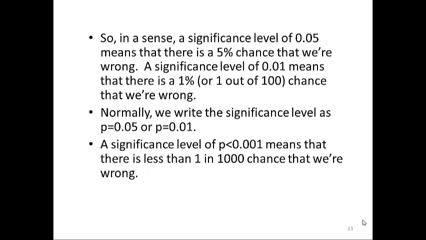In a sense, a significance level of 0.05 means there's a 5% chance we're wrong. A significance level of 0.01 means there's a 1% chance that we're wrong. Normally, we write the significance level as p equal 0.05 or 0.01. A significance level of p less than 0.001 means there's less than a 1 in 1,000 chance that we're wrong. Sometimes we need to set a significance level very low, especially if we want to make sure, very sure, that we're not wrong. Perhaps it's a drug that we want to test in a population, and that drug has great potential, but it also has potential for harm.